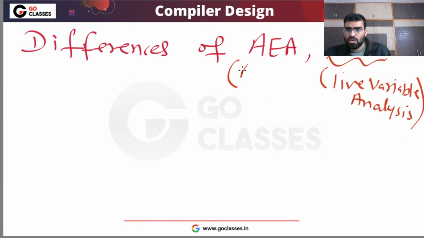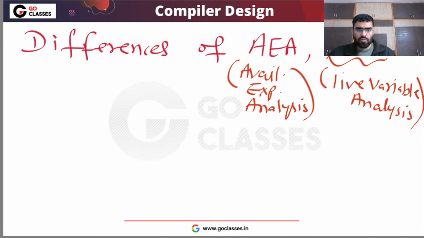LVA, and this is your available expression analysis. Okay, so what are the differences? Did you find any difference? Can you tell me? Okay, many differences we have found. So can anyone tell me all the differences that we have between available expression analysis and live variable analysis? What are the differences you have found? The first difference you can tell me.